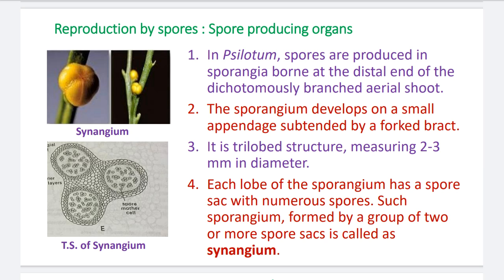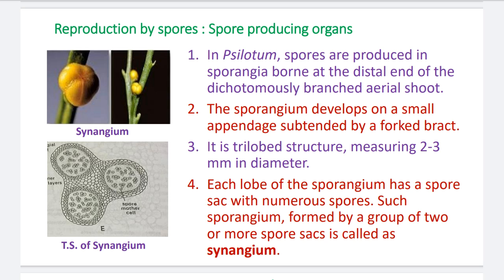Here these spores are developed in the spore producing structure called the sporangium. In Psilotum, three sporangia are attached with each other, and the union of these three sporangia is called the synangium. Synangium singular, synangia plural, and these synangia develop on the aerial shoots in the axillary position of the bracts. Small bracts, scaly leaves, are there.